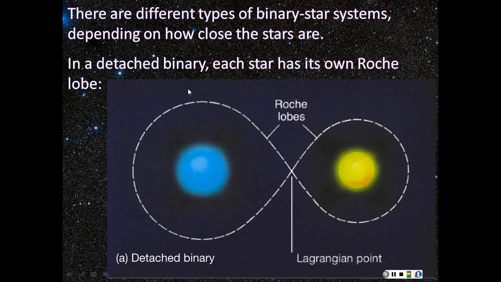Here I've got a binary system, and this is called a detached binary. So the star is wholly within its Roche lobe. You've got this Roche lobe, but the star is right within it, and it's got a Lagrange point between the two. Here I've got a blue star and a yellow star. This one's less massive, so its Roche lobe is smaller. This one is more massive, its Roche lobe is bigger. But that's a detached binary.